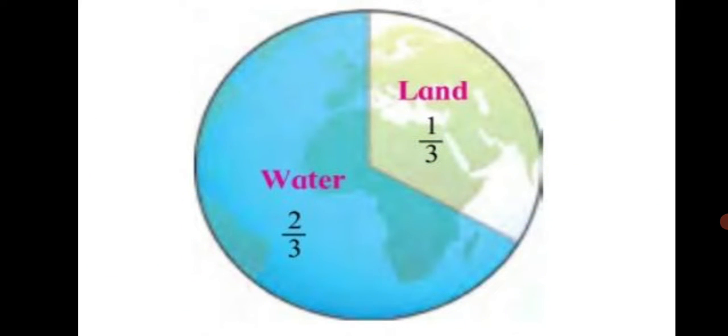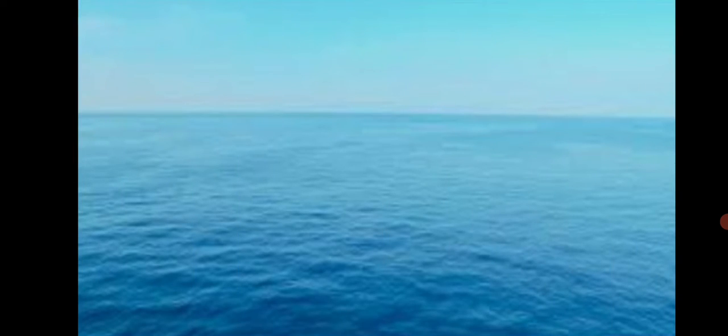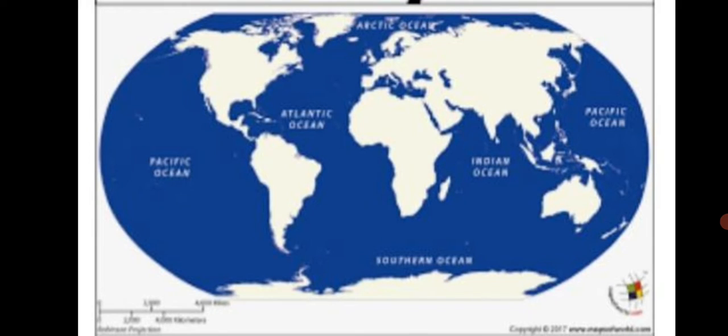Two-thirds of the Earth's surface is covered with water, which is the hydrosphere. Land is called the lithosphere, which is one-third of the Earth's surface, and water is the hydrosphere, which is two-thirds. Most of this water is in the oceans. Ocean water is salty. There are five oceans, namely the Atlantic Ocean here, the Pacific Ocean, the Arctic Ocean on top here, the Southern Ocean down, and the Indian Ocean over here.